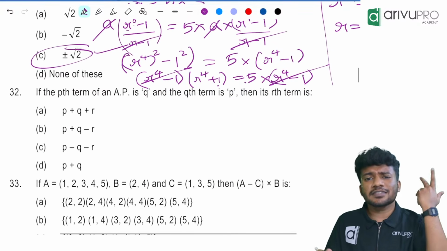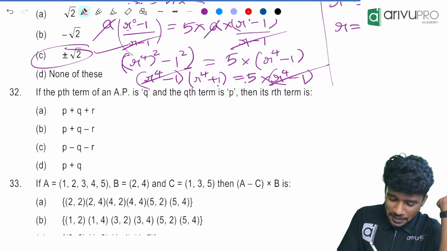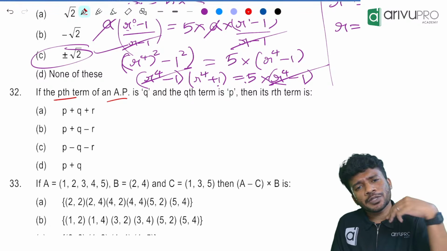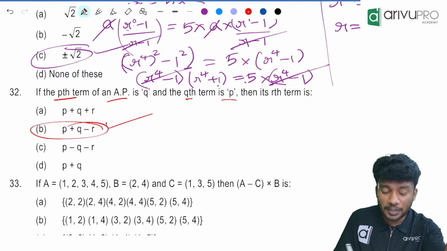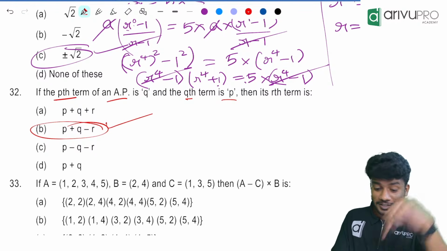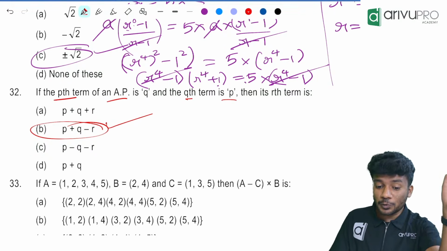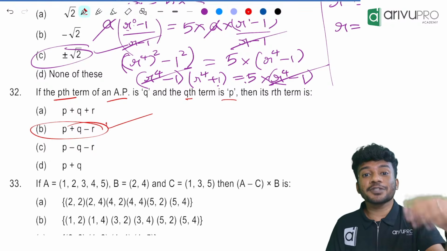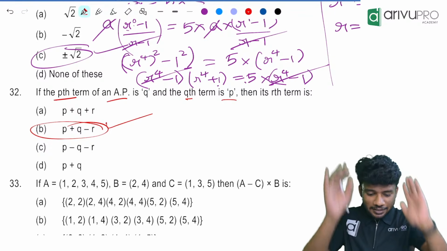Next one, another theorem which we have solved multiple times in class also. If the pth term of an AP is Q and the qth term is P, then the rth term will always be what? P plus Q minus R. There were 2 previous year questions based on this concept. One time they asked, if the pth term is Q and the qth term is P, then the (P plus Q)th term is how much? P plus Q minus (P plus Q), it will become 0. Just like that, remember it.